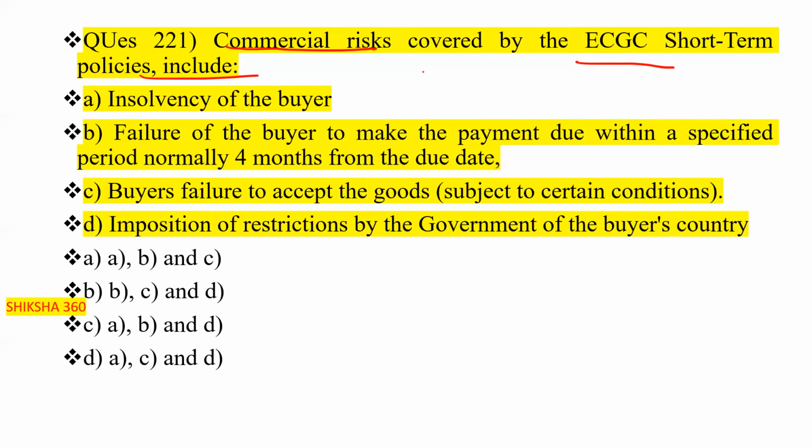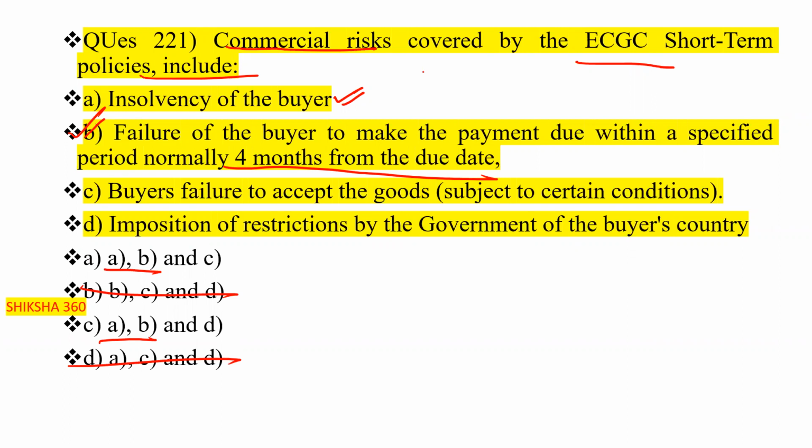There are only 3 points which we have discussed. Insolvency of the buyer, yes, it will be included. Failure of the buyer to make the payment due within a specified period, normally 4 months from the due date, this is also included. We have already discussed all these points in detail. Please remember them. A and B both are true. Either option A is the answer, or option C is the answer. This one is not the answer.